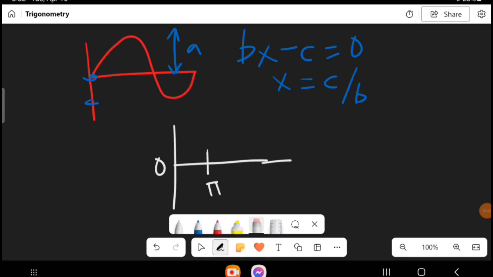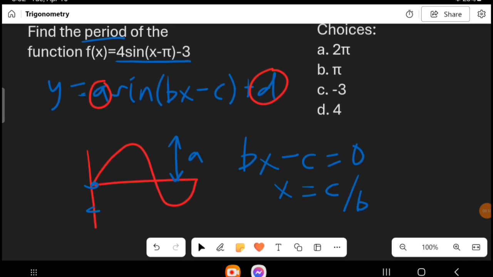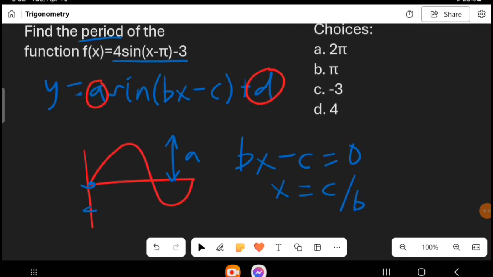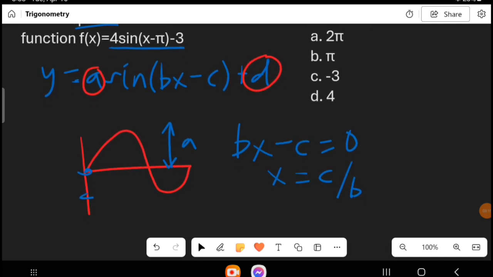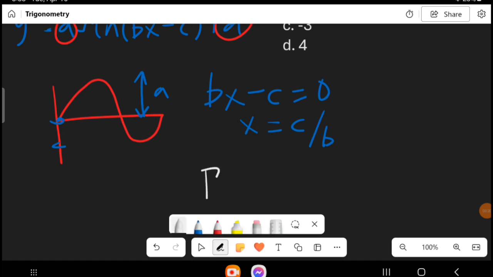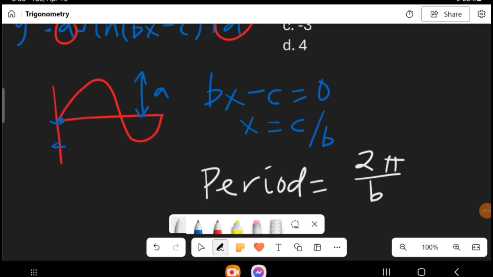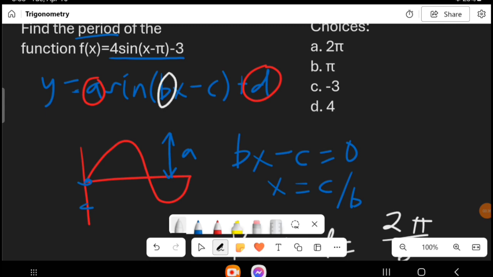But we don't need to sketch the graph exactly. We only need to find the period. Now I've discussed the amplitude, the vertical shift, and the phase shift or horizontal shift. But what about the period? Simply use the formula for our period, 2 pi over b, wherein b is the coefficient of our x term.